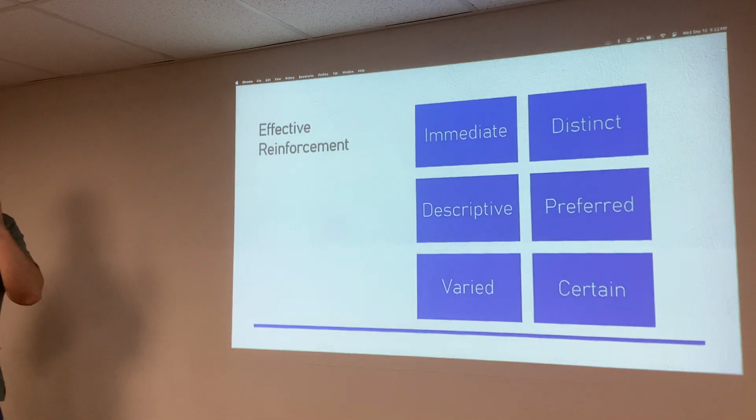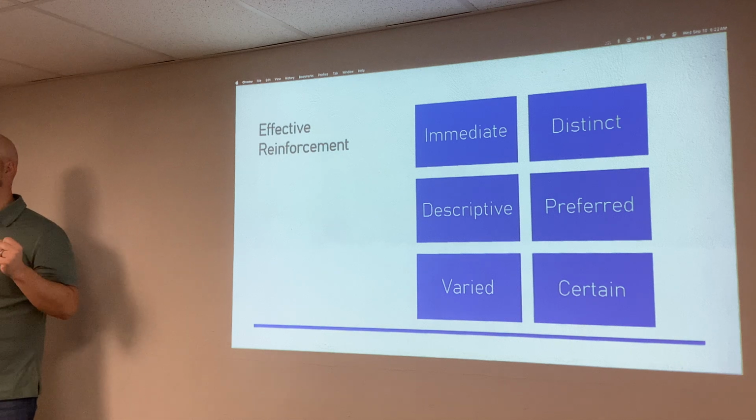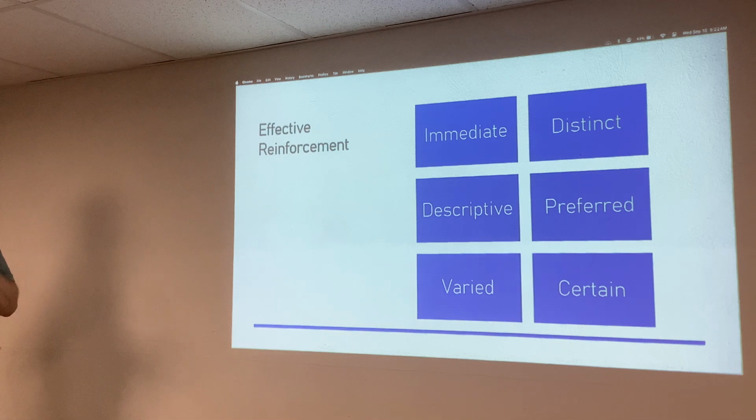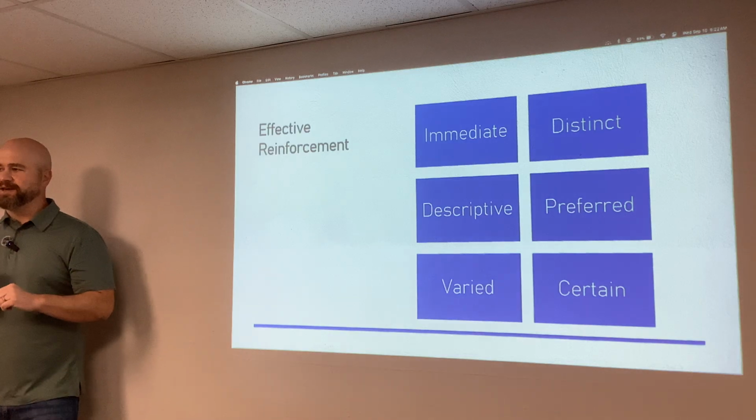So those reinforcements that are certain to happen are the ones that are going to maintain behaviors much more effectively. So if we have these 6 ideas in our mind when we're thinking about consequence strategies, your work's going to be that much easier.